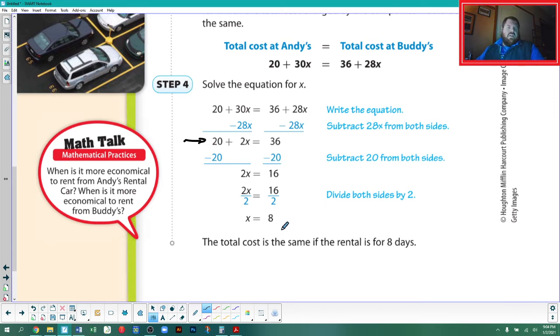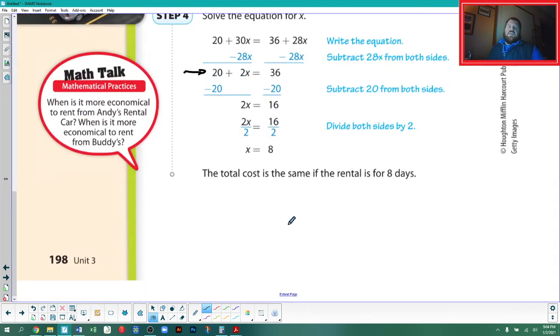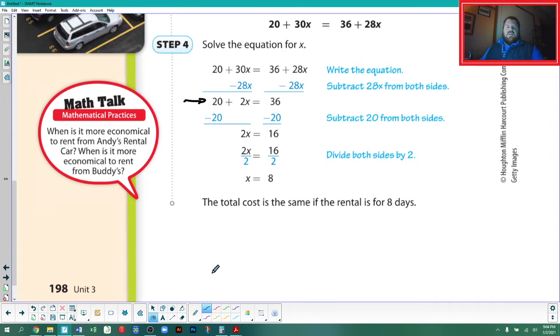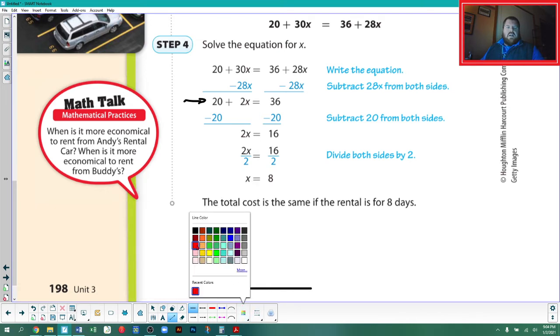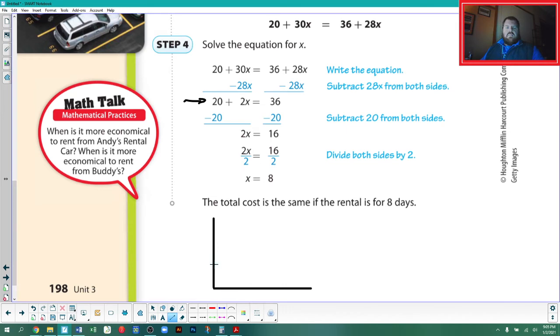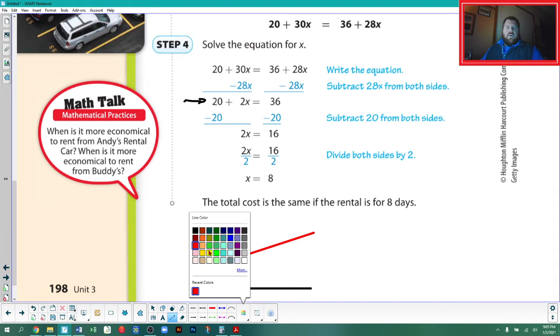So then I could ask a follow-up question as to before 8 days, which company is cheaper, or after 8 days, which company is cheaper. But that's what it would turn out to be, that 8 days is sort of that break-even point. So if you looked at this on a graph, and I'm not going to speculate as to which one is which, one company is cheaper for a certain amount of time, and then the other company is cheaper after a certain point.